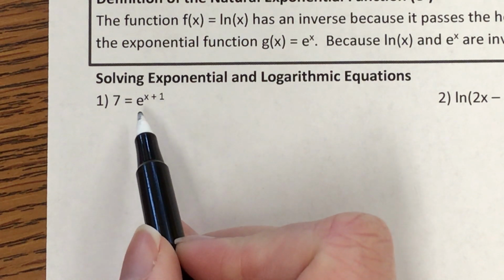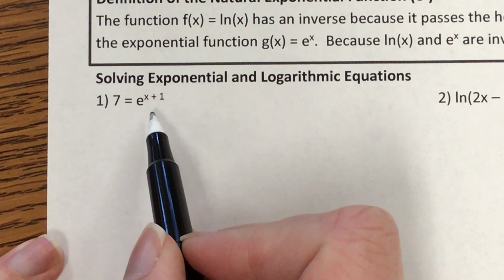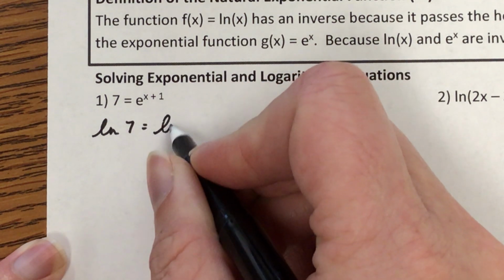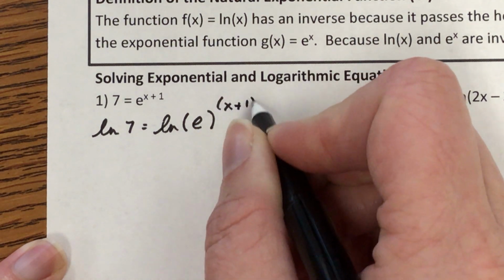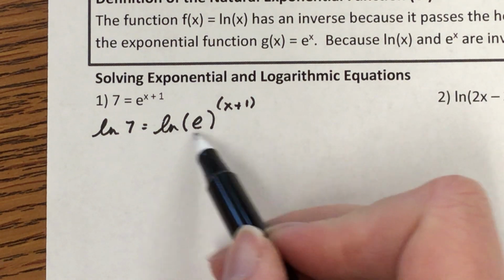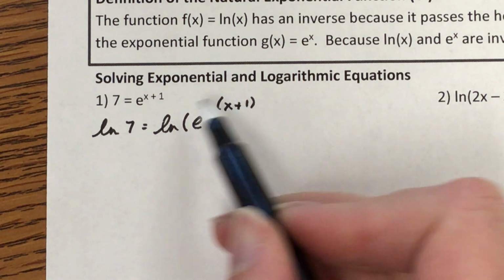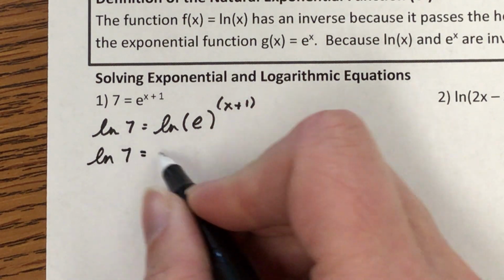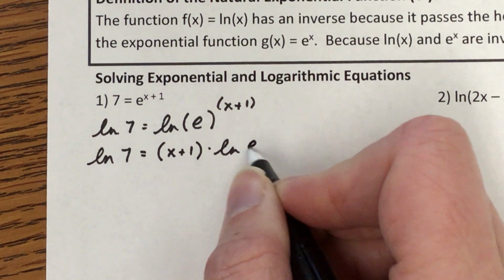In order to undo the e to the whatever power, we're going to take the natural log of both sides of this equation. So left side is natural log of 7 equals right side natural log of e to the x plus 1 power. There's a log property that says that if your argument, like e, is to an exponent, like x plus 1, you can take that exponent and put it in front of your natural log. So we've got natural log of 7 equals x plus 1 times the natural log of e.